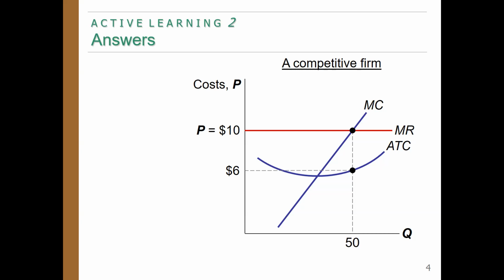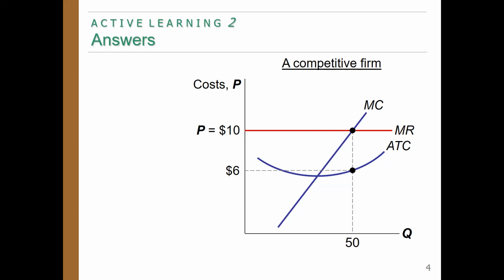Okay. Now, what are explicit and implicit? Explicit cost is an outlay of money. So if I'm paying for rent, food, or wages, those are all examples of explicit costs. Implicit costs do not require an outlay of money.